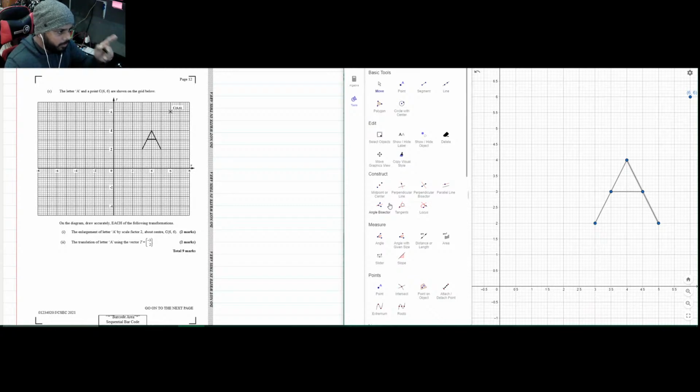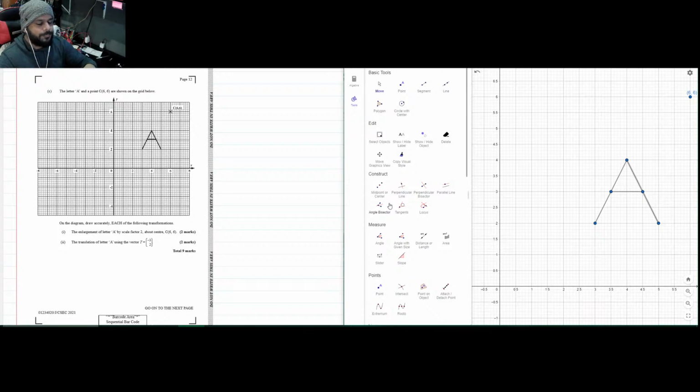The enlargement of the letter A by a scale factor of 2 about the center 6, 6. Now, an enlargement with scale factor 2 means that the shape is increased by 2. A scale factor of 2, it's double the size.